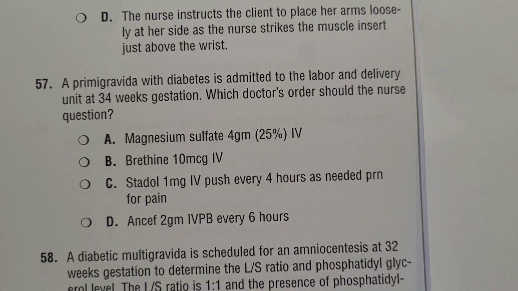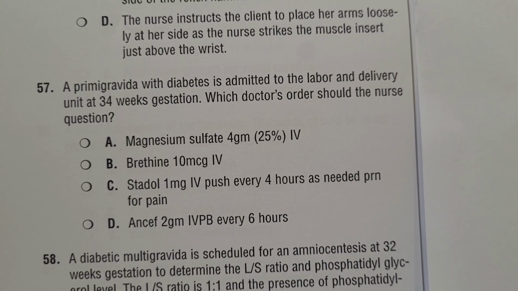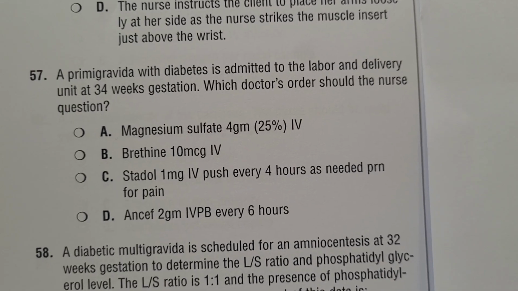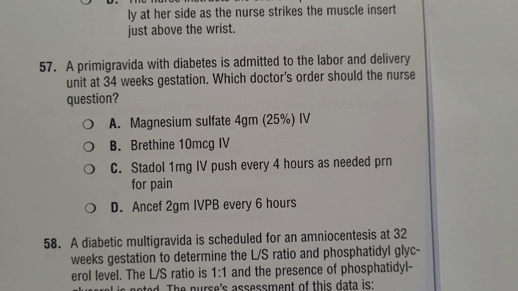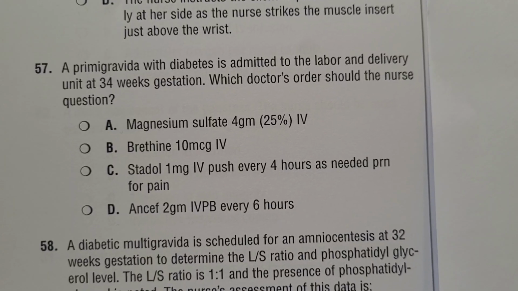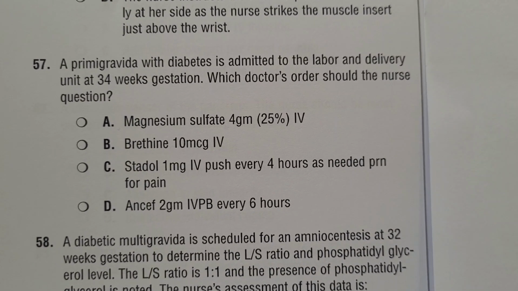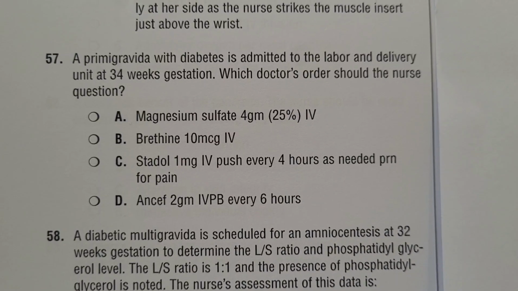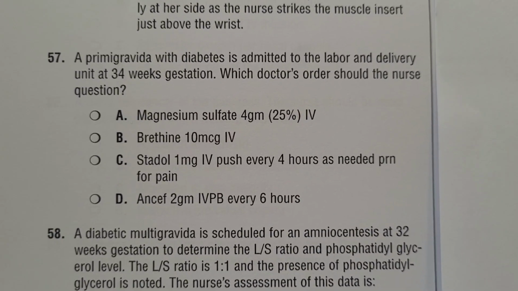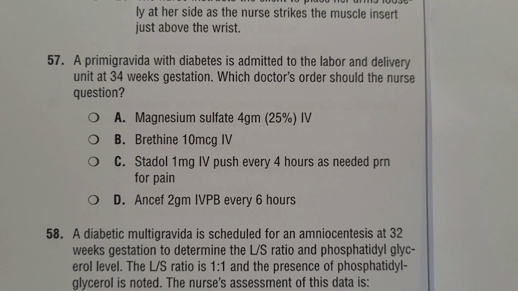Number C, Stadol 1 milligram IV push every 4 hours as needed PRN for pain. Yes, Stadol we are using in pregnancy because it is for relief of labor and delivery pain. Number D, Ansef 2 milligram IV PBP every 6 hours. The Ansef is an antibiotic that we are using IV. So this one also we can use during pregnancy, it is safe.